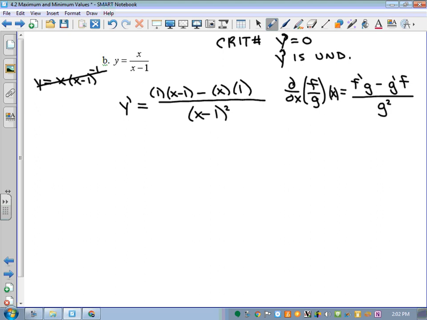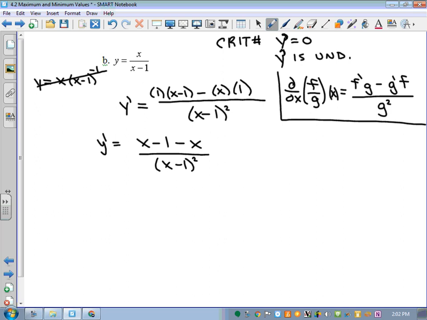Now, we're going to clean this up. It's always best to clean it up. This is then y prime is equal to x minus 1 minus x over x minus 1 squared. I know it's tempting to expand that denominator. Don't do it. Factored form is much better to determine when any expression is equal to 0. So we're going to have y prime then is equal to, well, x minus x is 0, so we're left with negative 1 over x minus 1 squared.